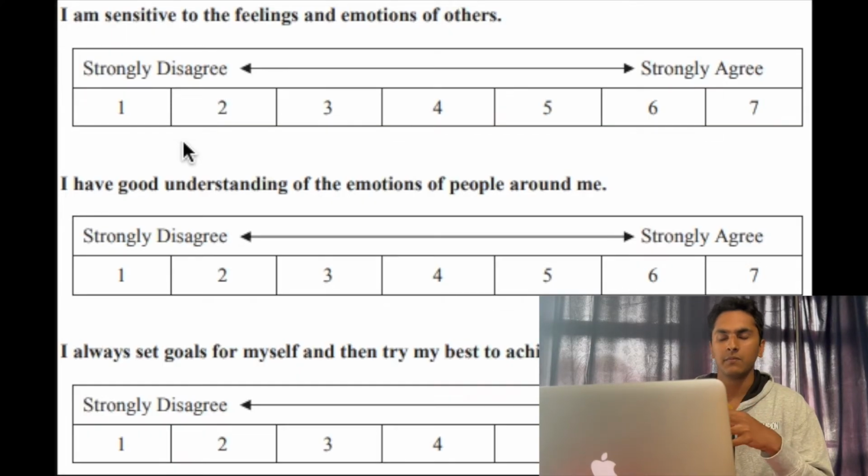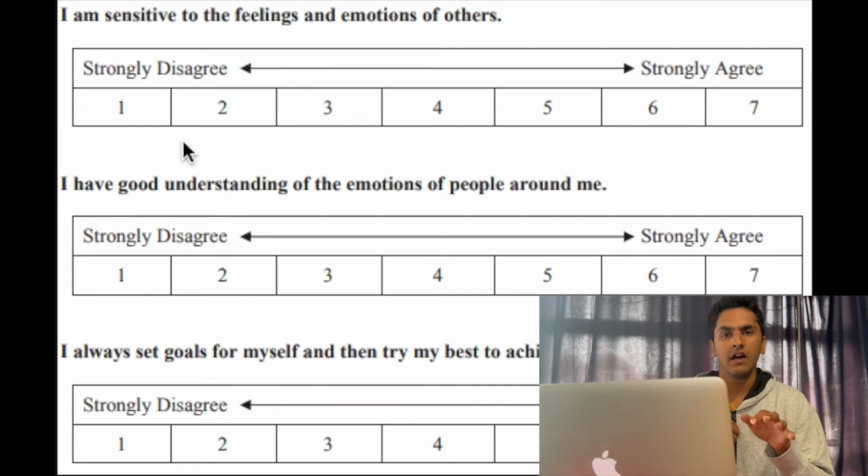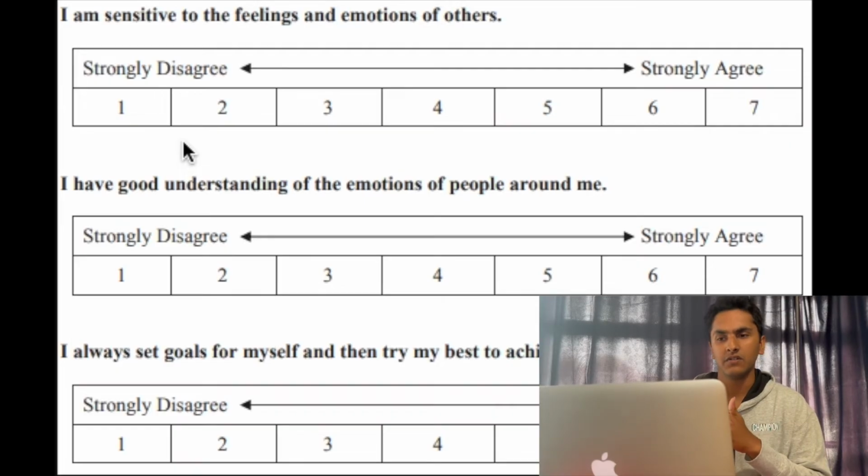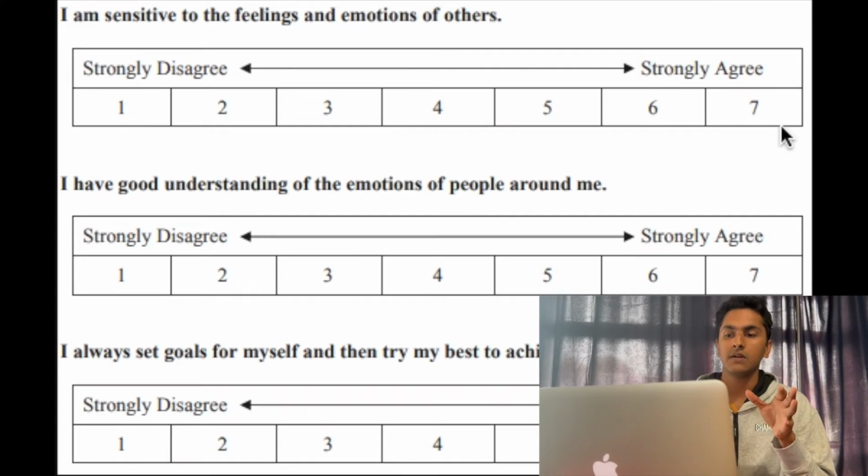So my biggest tip would be to just go with your gut and answer the questions. Don't try and guess what the test taker wants you to answer. So, I'm sensitive to the feelings and emotions of others. Answering as myself, I would say that I am very sensitive to the feelings and emotions of others. So for this scale, I would put a 7. For the actual test, I would put a 5, because it only goes to 5.